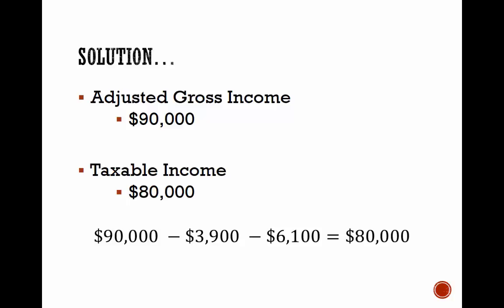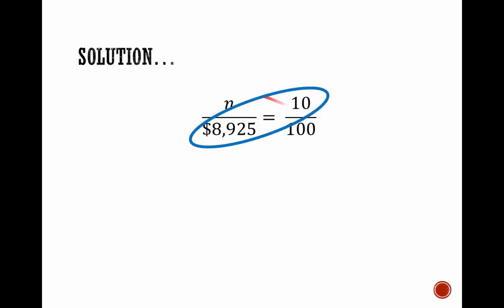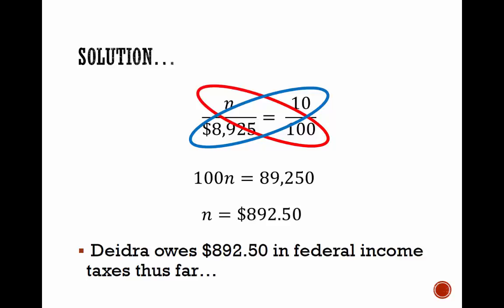Make sure we're looking at the first column because Deidre is filing as single. The tax table states that income in the amount from $0 to $8,925 will be taxed at 10%. Since Deidre has a taxable income over $8,925, we see that all of that amount is going to be taxed at 10%. So we set up a simple proportion. We cross multiply to figure out what 10% is going to be. We get our one-step equation, and we see that Deidre owes $892.50 in federal income taxes thus far.